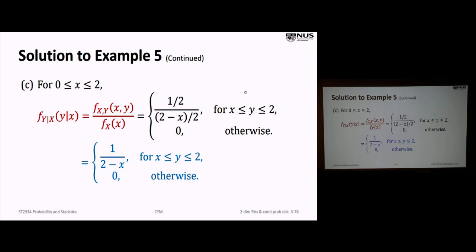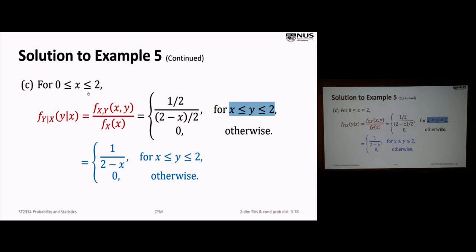Don't forget here, this is important. y is at most 2, but it has to be at least x. So we've conditioned on fixing an x, and the x we condition on must be between 0 and 2. For the conditioned x, y must be at least as big as x and at most 2. You must take into account the fact that y was bigger than x from the beginning. So this thing here is 1 over (2 minus x), for x in this region.